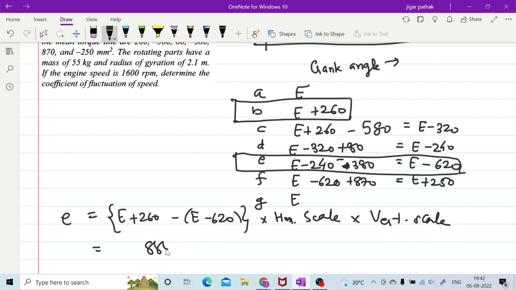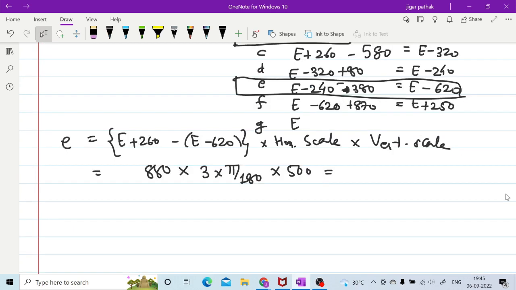Horizontal scale is crank angle, so it is 3 degree. You have to convert it into radians. So 3 degree into pi by 180, and into 500 is 26.1667. Vertical scale. So answer is 26.1 into 880, so it should be coming around 23026.69. Actually it should be coming around 23030 Newton meter, something like this.